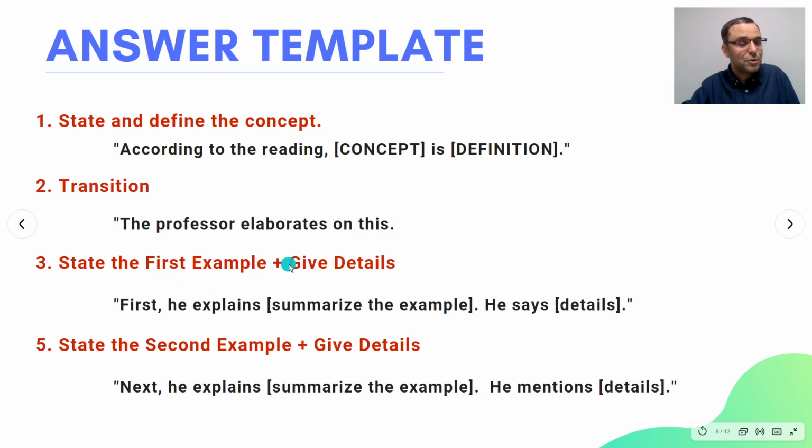Then you state the first example and you give some details. First he explains, and then you summarize the example and you mention all the details. In the template screen here, it's just one sentence for details, but of course in your answer, you'll include 2 or 3 or even 4 sentences. Next up, you state the second example and you give all the details.